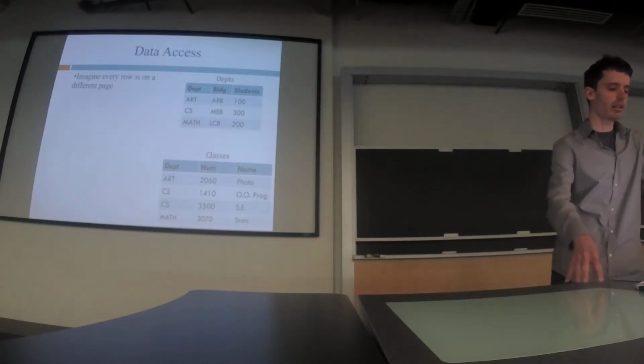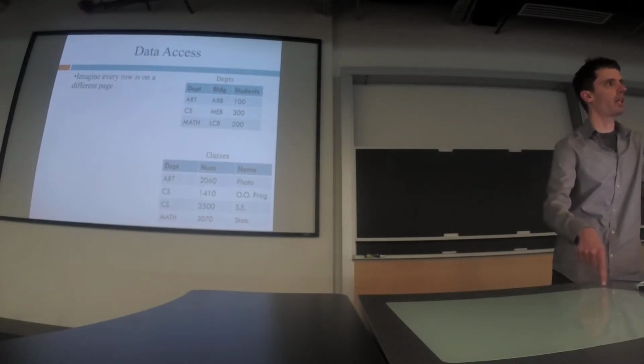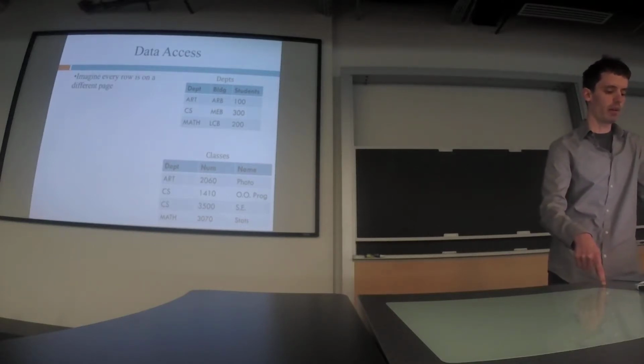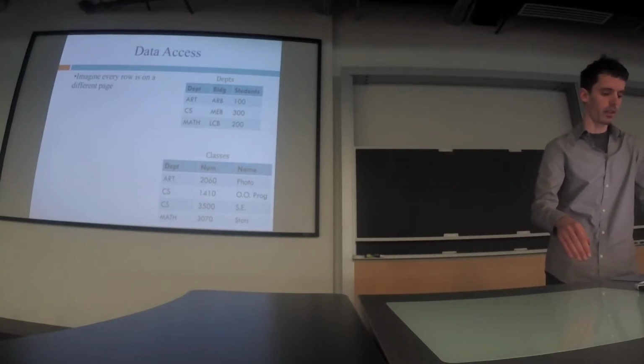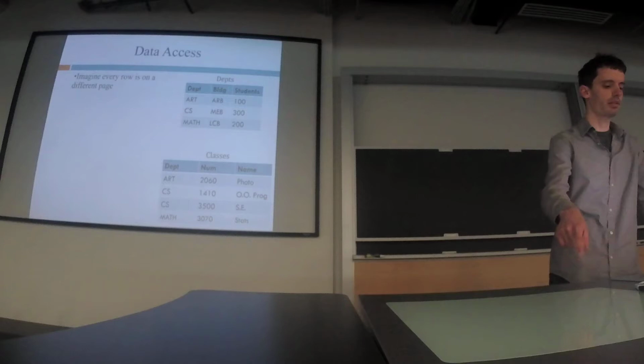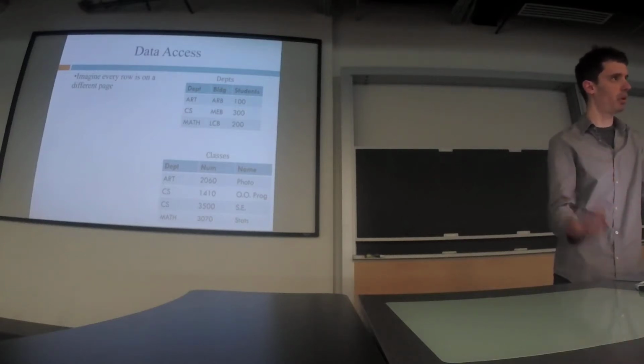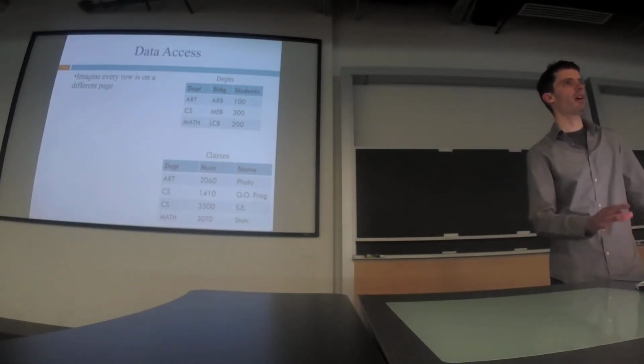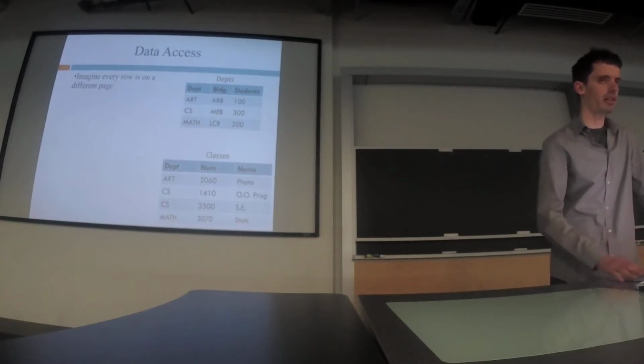So I have basically classes and departments. There's a foreign key between them, so the department is a foreign key in the classes table pointing to one of those departments, saying what the location is, how many students in that department. It's a kind of variation on the LMS.